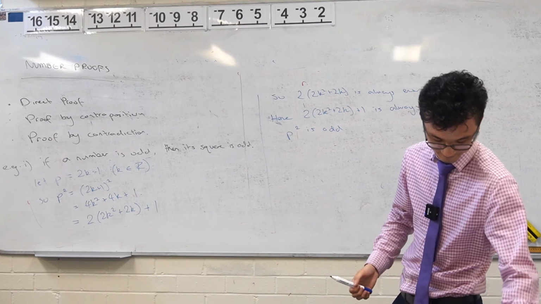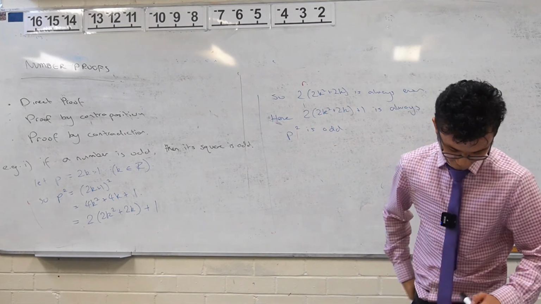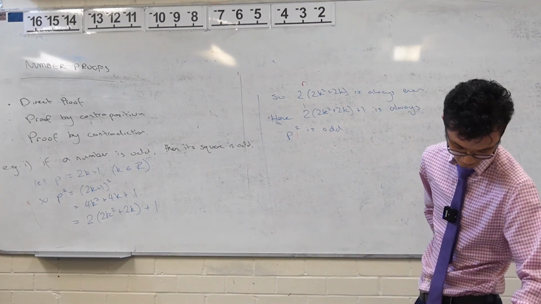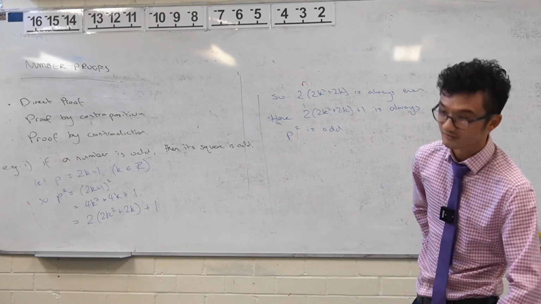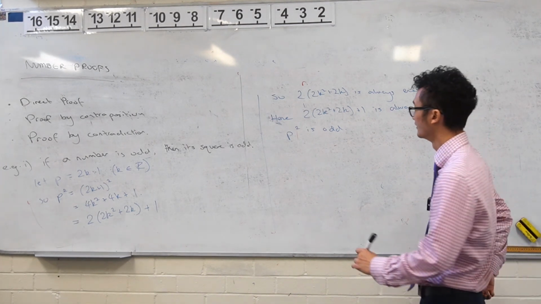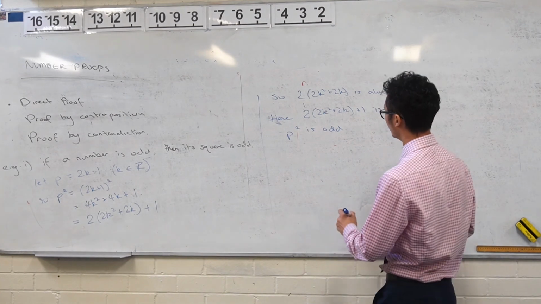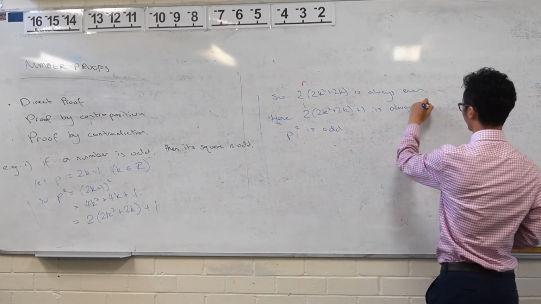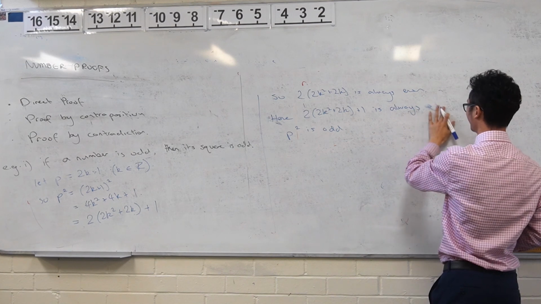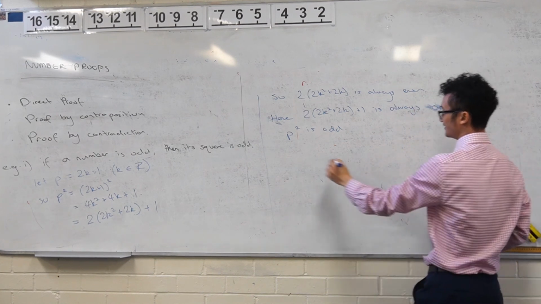Do you want to try another one? This one's actually easier. Do you want an easier one or do you want a hard one? Always hard. Hard? Okay. p squared is odd? Hence 2 outside, always odd. Therefore, p squared is odd.